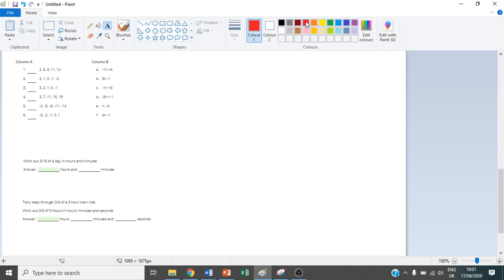So I'm going to go ahead and have a look at my rules here. Which of these rules go up in 3s? Not this one, it goes down in 1s. This one goes up in 3s. Let's see if there's any other. This one goes down in 1s. That one goes down in 3s.